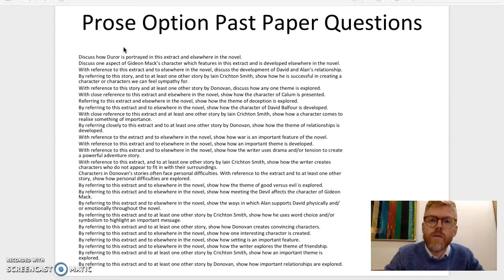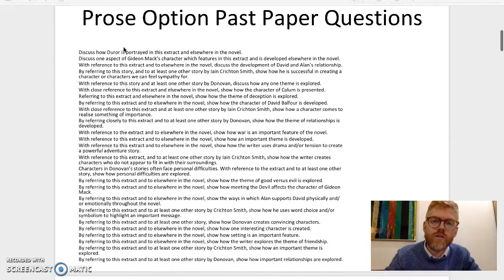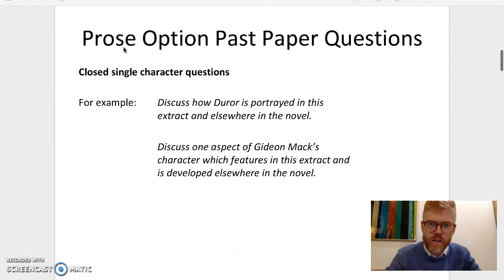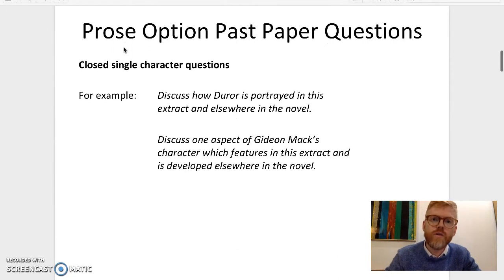So rather than looking to lots of past papers and seeing the sorts of things that come up, what I thought might be a good idea was to just look at all the prose options in the Scottish text National 5 papers, pull them all out and then do a little bit of analysis of them to see what is likely to come up for Jekyll and Hyde. These are all the questions here, and when I pulled them out and had a good look at them and sorted them into different categories, the most popular question for the final 8-marker question in the Scottish text prose options was a closed single character question.